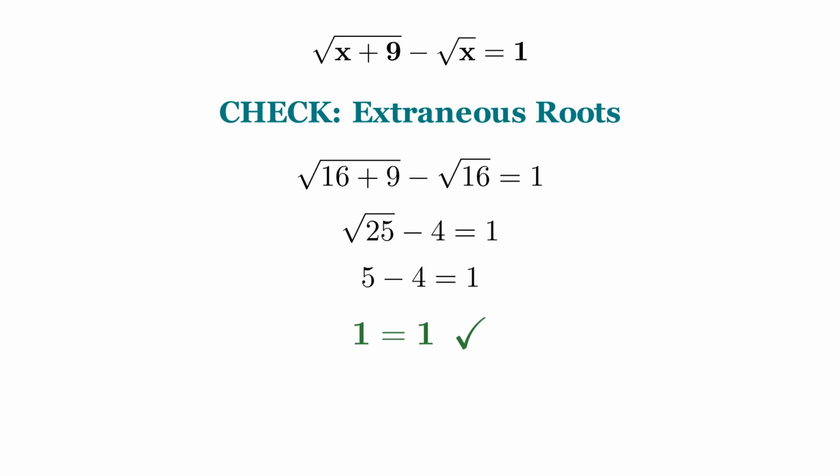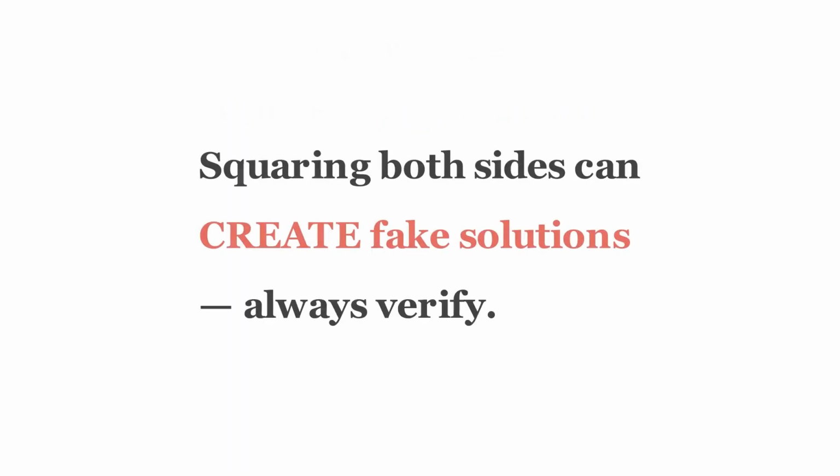This is the single most common way students lose points on radical equations. Not the algebra itself, but skipping the verification step. Anytime a problem has a square root in it and you square both sides, checking your answer is mandatory. It is part of the solution.